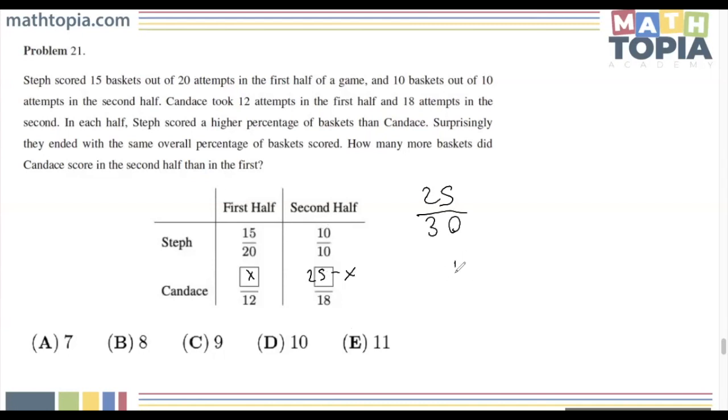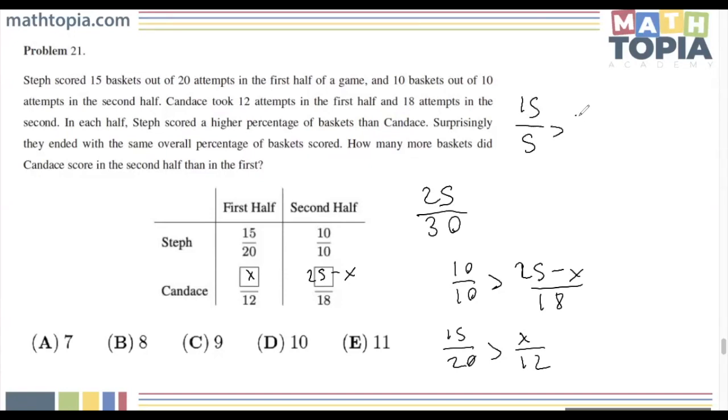Essentially, we have to have that 10 over 10 is greater than 25 minus x over 18, and that 15 over 20 is greater than x over 12. So if we cross multiply here, or what we can do instead is just multiply by 4. This cancels out to just be 3, and then 3 times 3 gives us 9. So x is less than 9, right?